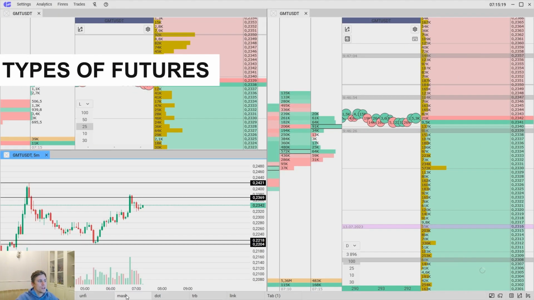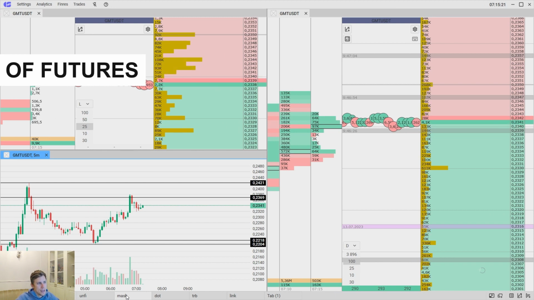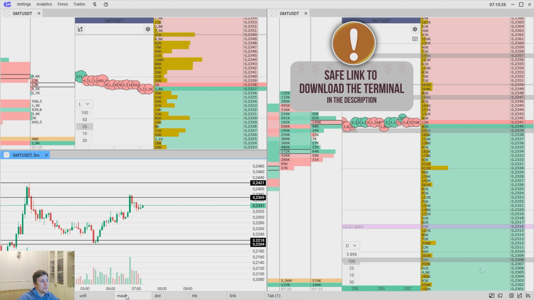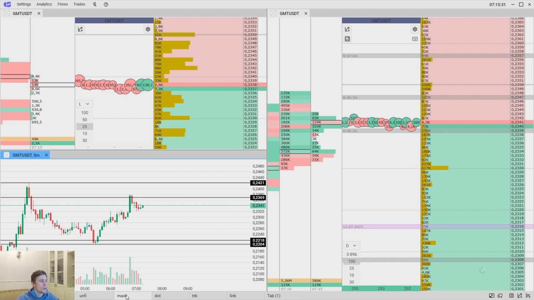Futures are traded on stock and cryptocurrency exchanges. They are divided into dated and perpetual. Dated futures in turn are divided into deliverable and settlement futures. Let's talk about this in more detail.